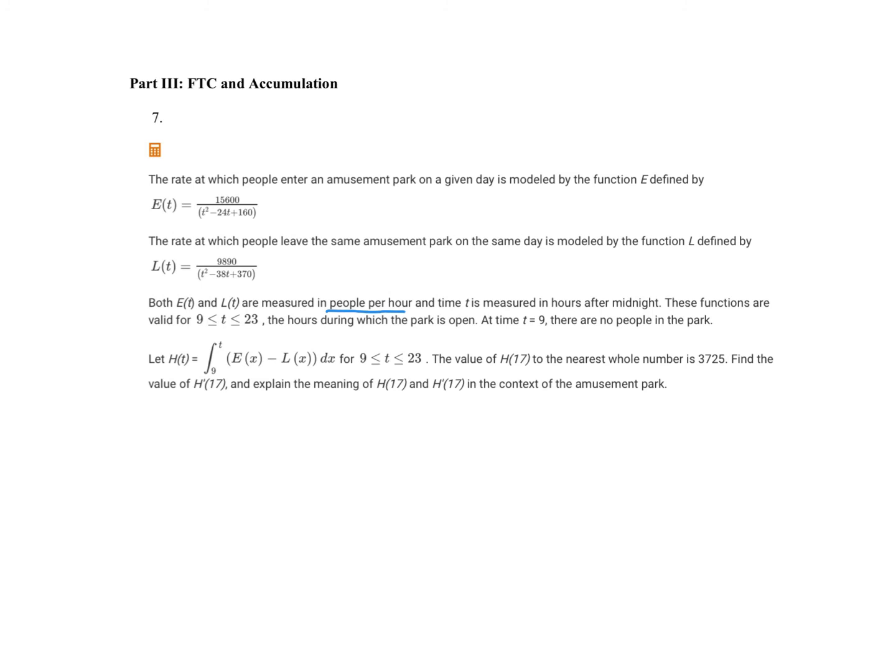These functions are valid for 9 is less than or equal to t is less than or equal to 23, the hours during which the park is open. At t equals 9, there are no people in the park. Let h of t equal the integral from 9 to t of E of x minus L of x dx for t between 9 and 23. The value of h of 17 to the nearest whole number is 3,725. Find the value of h prime of 17 and explain the meaning of h of 17 and h prime of 17 in the context of the amusement park.